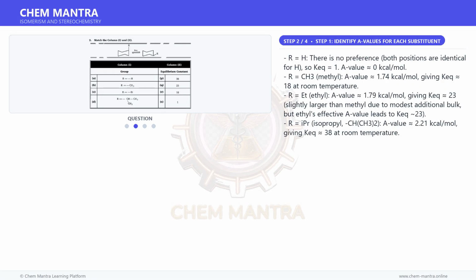Moving on to the next step. R is equal to H, there is no preference, both positions are identical for H, so K is equal to 1. A value 0 kilocalories per mole.